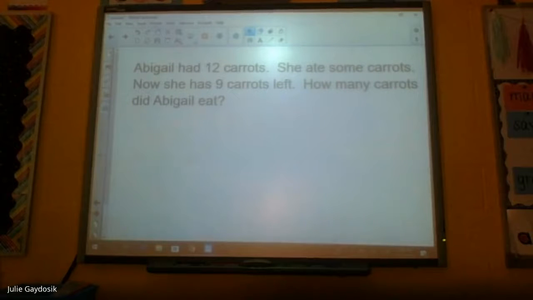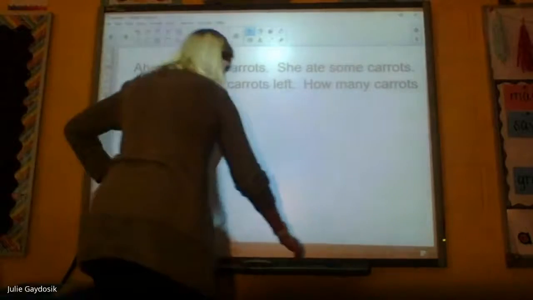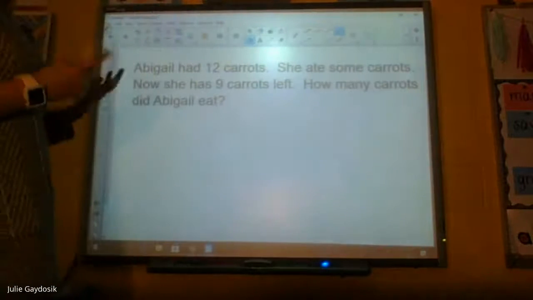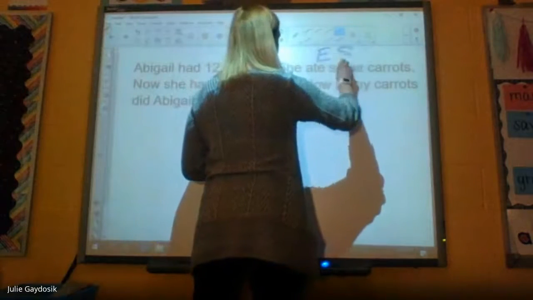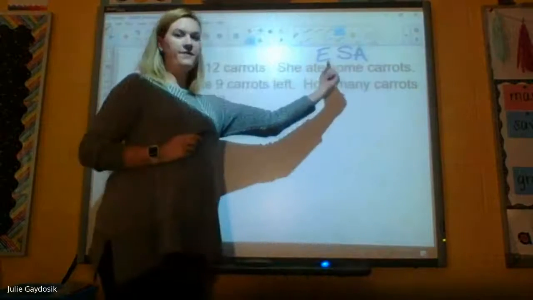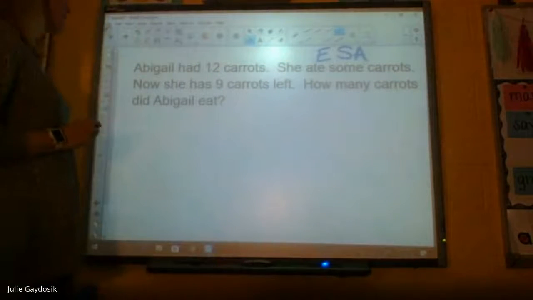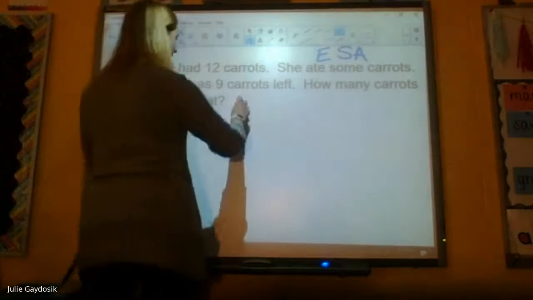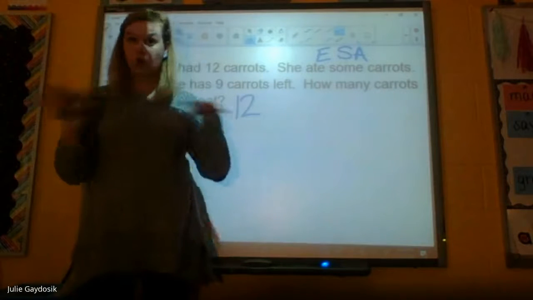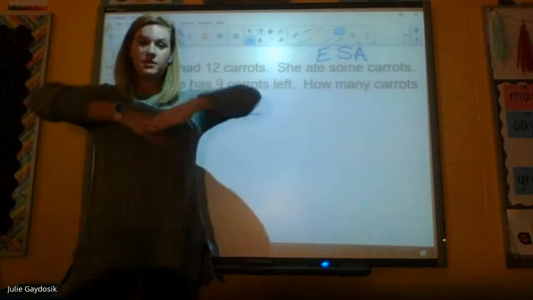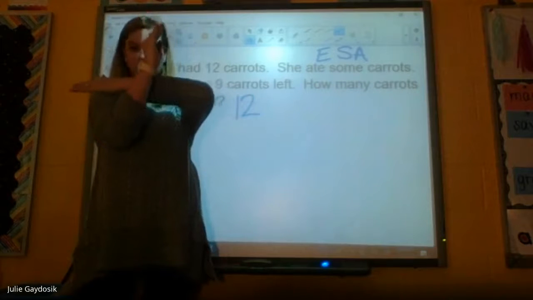So Abigail had 12 carrots. She ate some carrots. Now she has 9 carrots left. How many carrots did Abigail eat? So the first thing we want to do is write that equation down, because remember, we always write equation, strategy, answer. Elephants sing always, okay? So the first number we know is that she had 12. Now she ate some, okay? Those are all gone, okay?